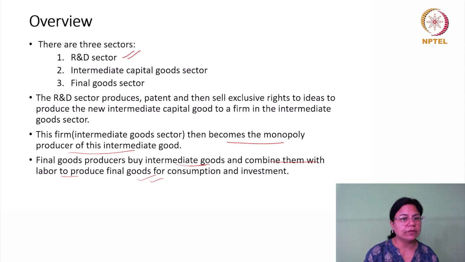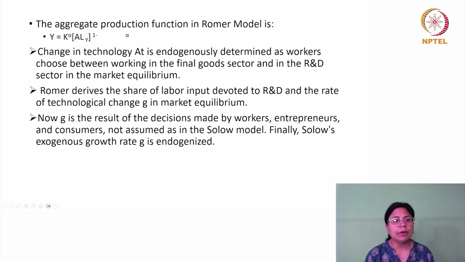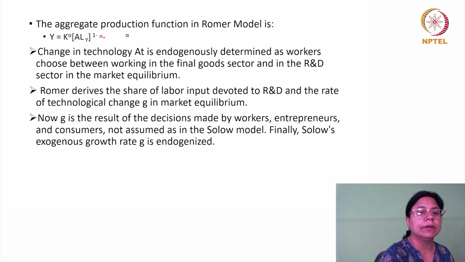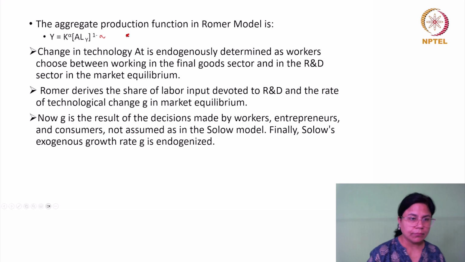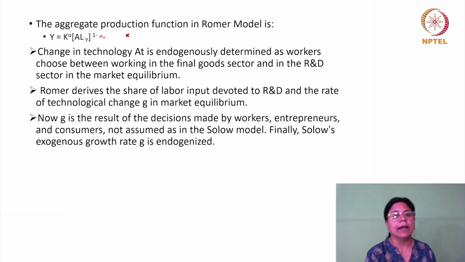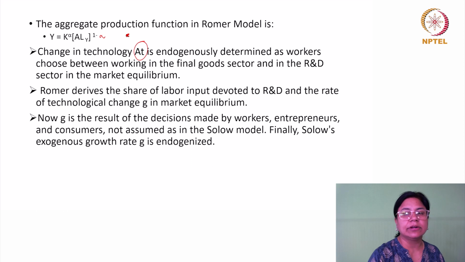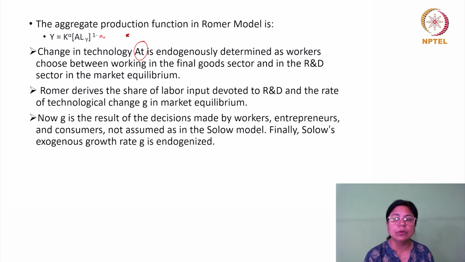So using this three sector model, Romer has developed his ideas, which we are not going to discuss here. We are going to talk about the final conclusion, or the key takeaway from the model. This is how the final model looks like. Here this alpha will be here, not here. And here you see that this particular A_t, the change in the technology, is now being determined endogenously.